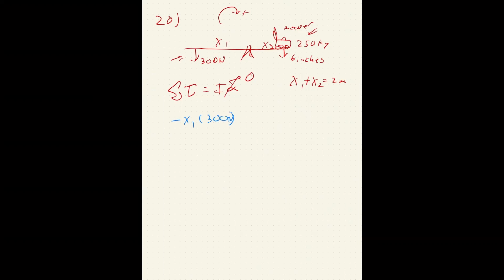And the sine of theta would be 1 because we're at 90 degrees. All right, the other one will be in the positive direction. So we'll get x2 times 250 kilograms times g, which is 9.8, equals 0.